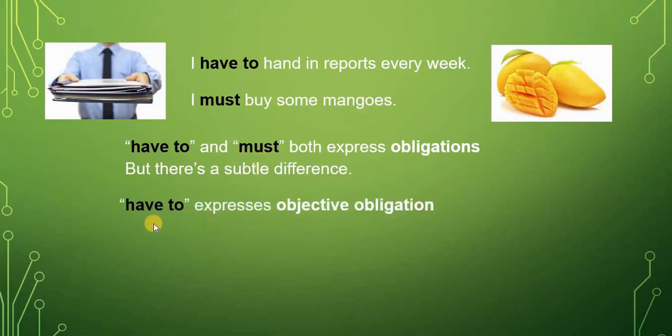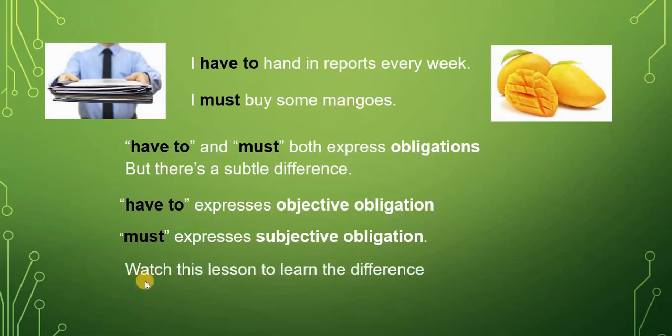So have to expresses objective obligation and must expresses something we call subjective obligation. So what does this mean? Well, watch this lesson to learn the difference. I'm going to explain each of these in more detail.